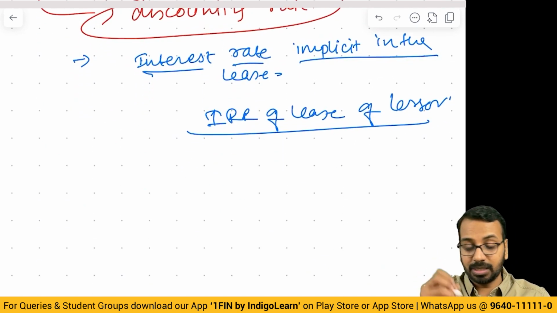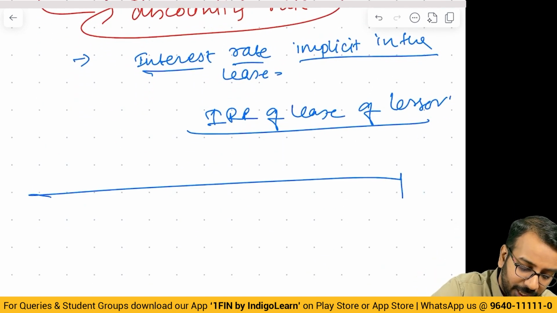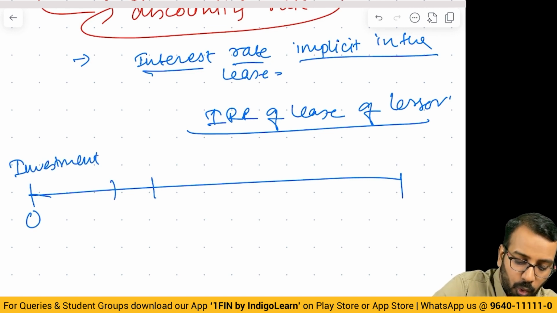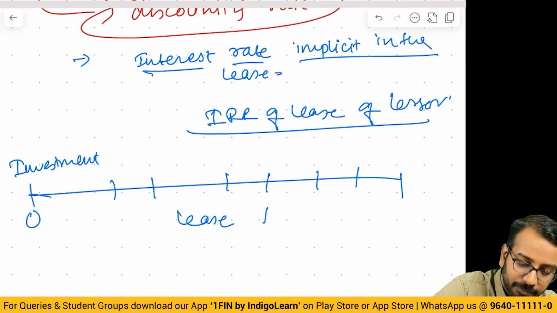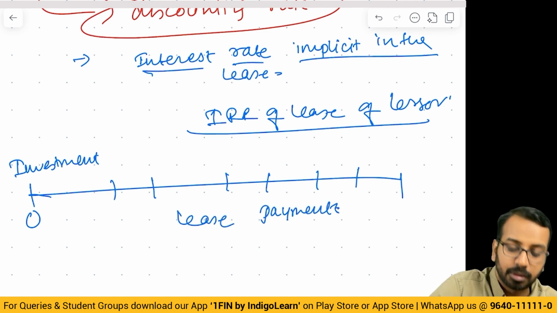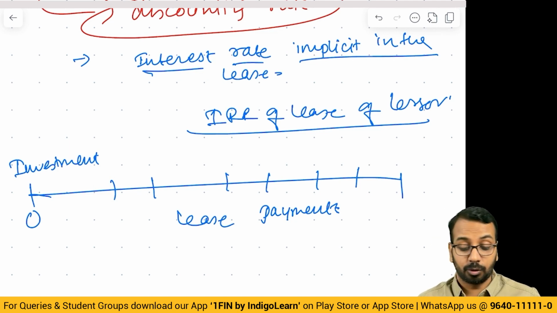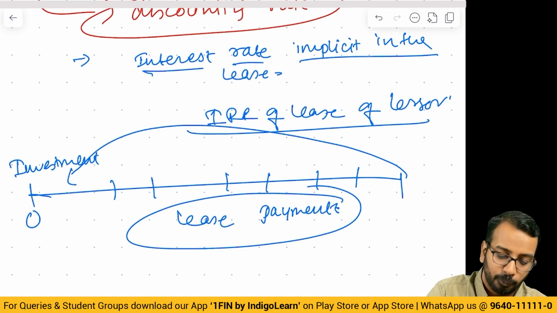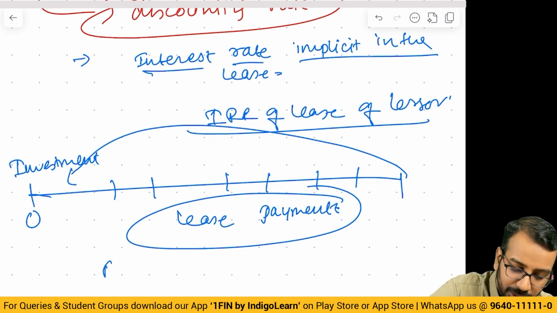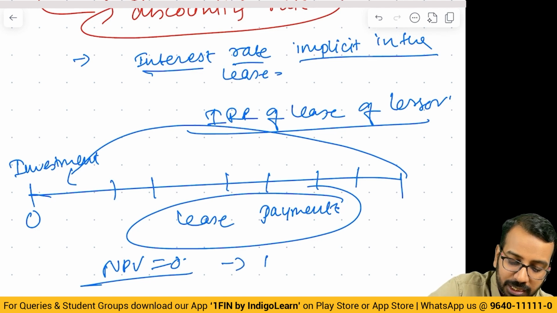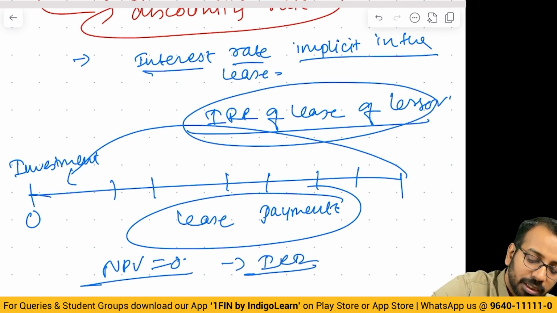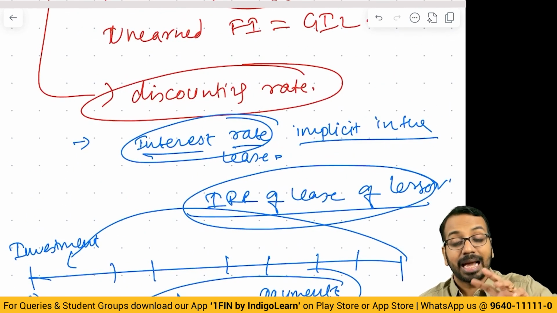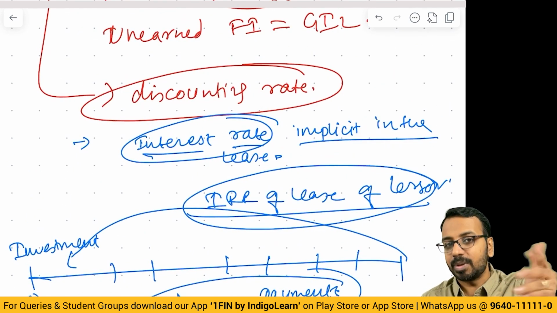Because what the lessor has done, please understand, if I consider this as a timeline, on year 0 he has made some investment, and over a period of time he will get lease payments, plus the residual values. If I discount these and bring them back to year 0, at what rate will the NPV be equal to 0? That is my IRR, which is nothing but the interest rate implicit in the lease. This is the rate at which we will discount. So the lessor will always use the implicit rate of the lease.